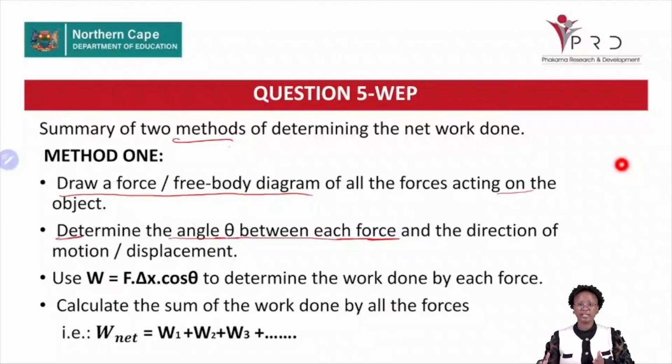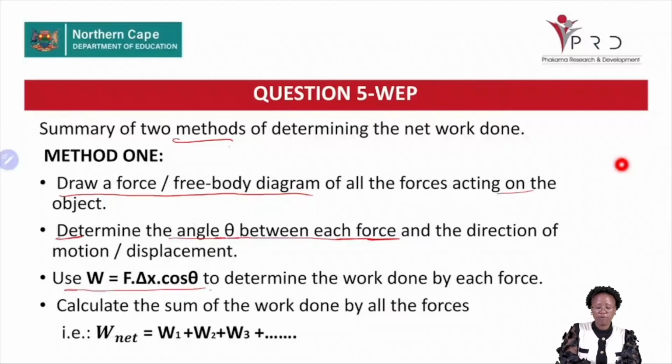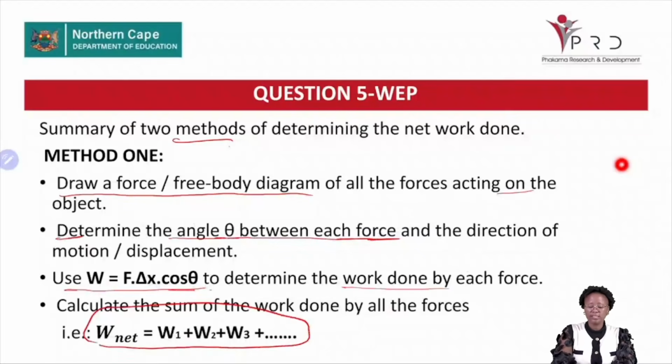If they're in the same direction, work is done. If they're in opposite direction, work is done. If they're perpendicular to each other, then work is not done. Then you use the formula W = F Δx cos θ to determine the work that is done by each. Since I have work done by Fk and work done by the applied force, then you can use W_net = W_Fk + W_F applied. All right, that is one way you can do the calculation.